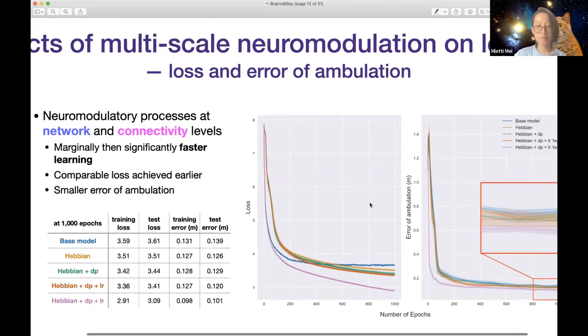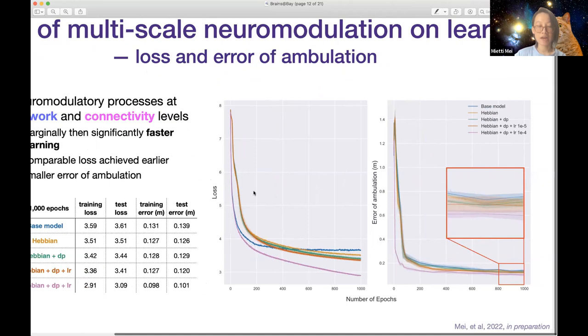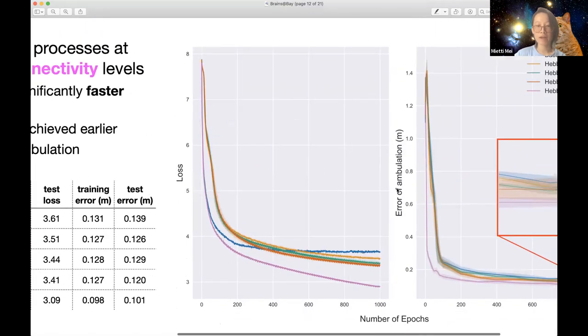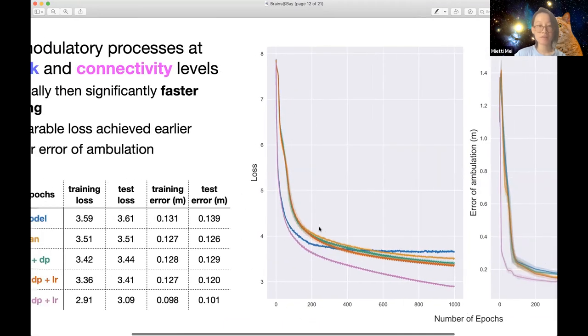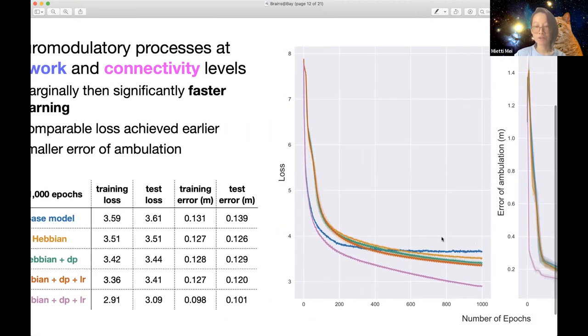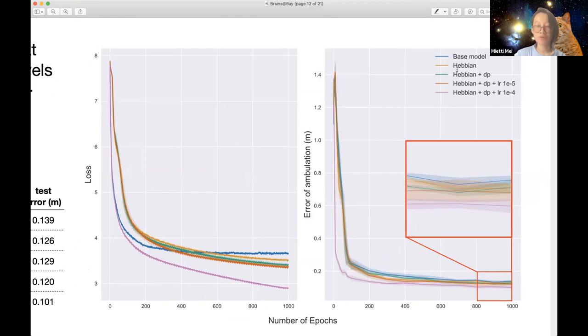So these are the results we currently have. We have the loss curve and also the error of ambulation curve. From the loss, we can see that we have a faster convergence as we are introducing different model versions.